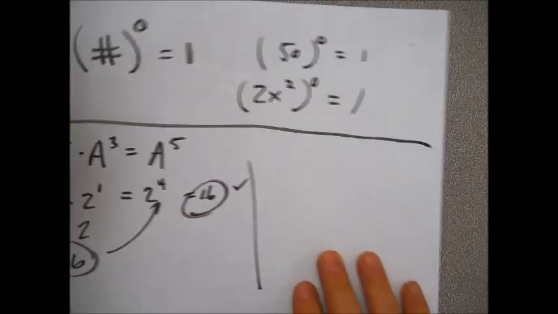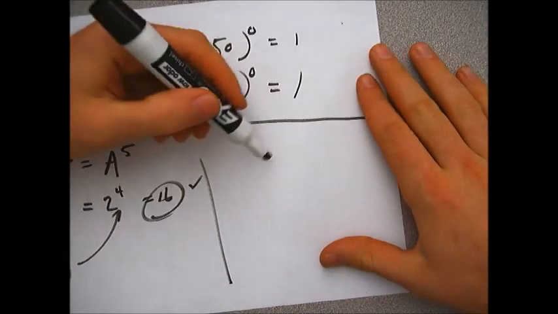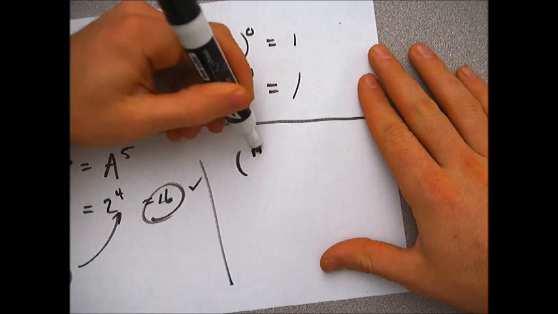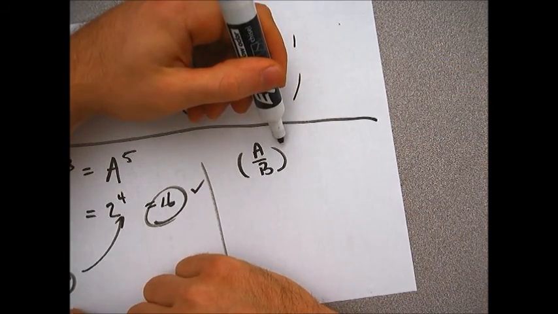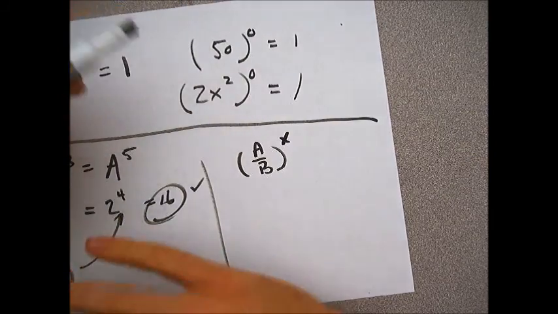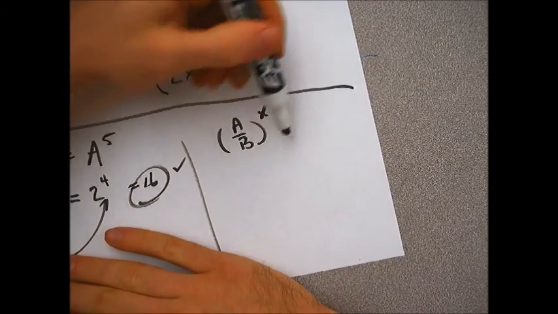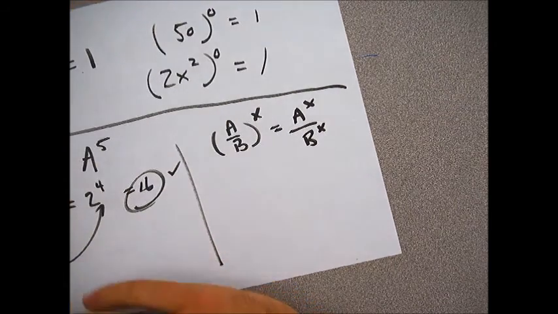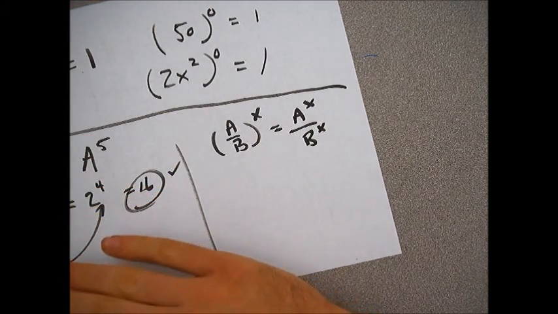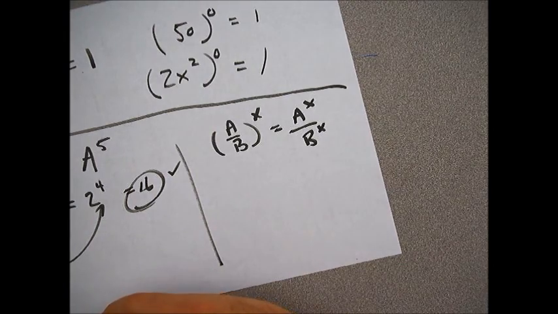The third rule we looked at, if you have a fraction, so we'll just say a over b, and you raise that fraction to the, let's just say x power, just making a blueprint, that is the same thing as saying a to the x over b to the x. We raise the top and bottom of the fraction to whatever power we're working with.